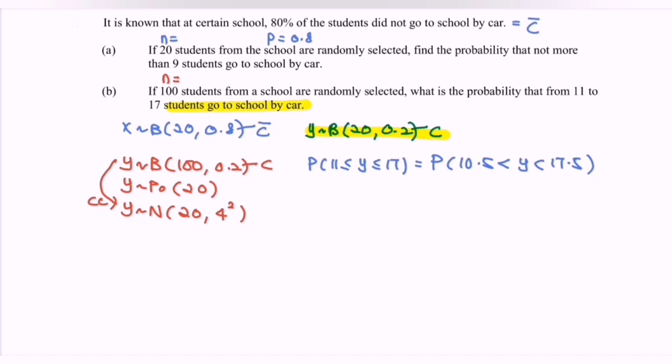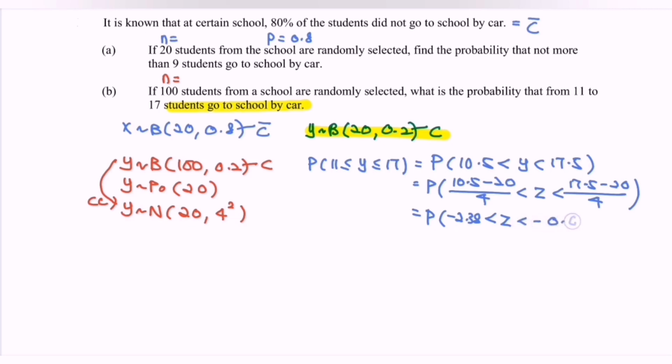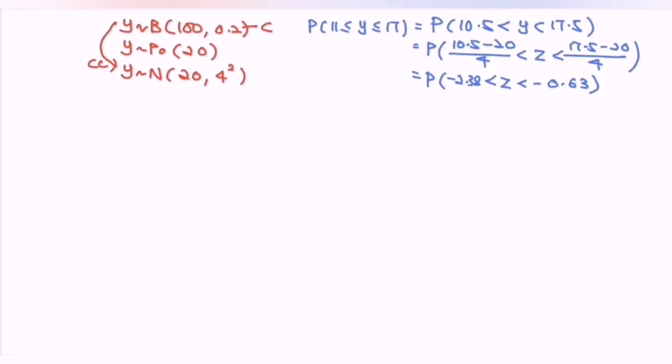Second step is to standardize the situation. So the probability is that we have 10.5 minus 20 over 4, and 17.5 minus 20 over 4. Kindly simplify. So we have the situation z is greater than negative 2.38 and less than negative 0.63. Kindly refer to the diagram, and here we have 0. Negative 2.38, we have negative 0.63. The region will be this part.